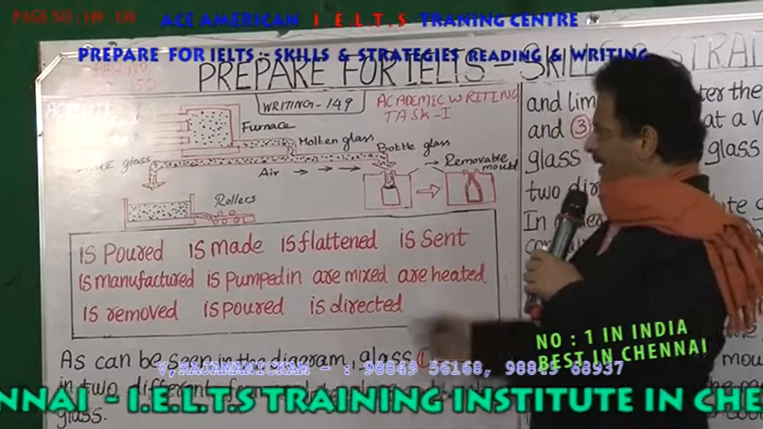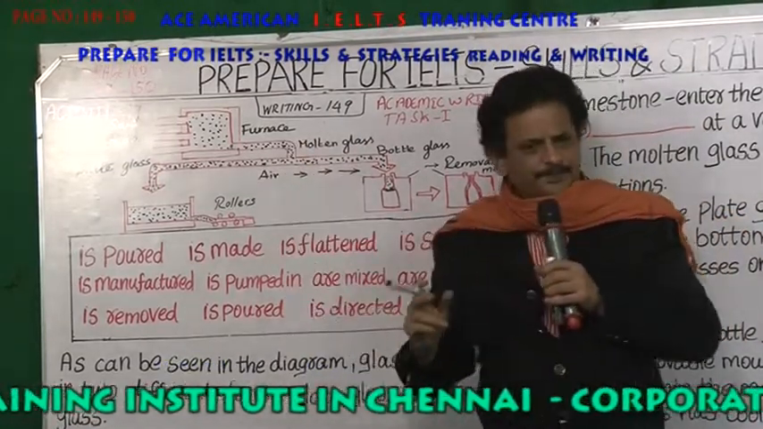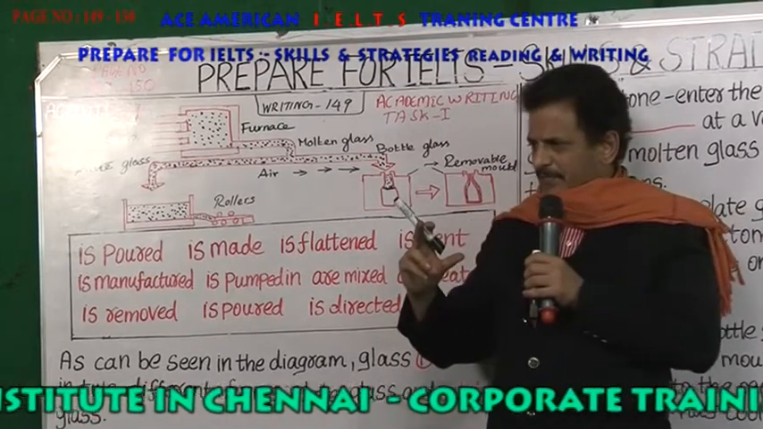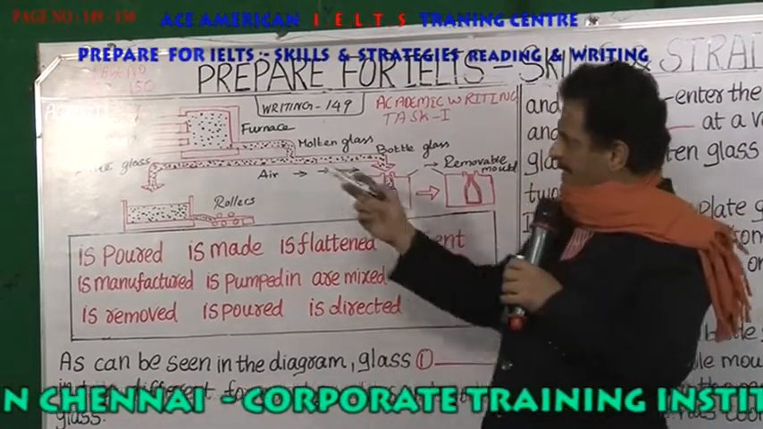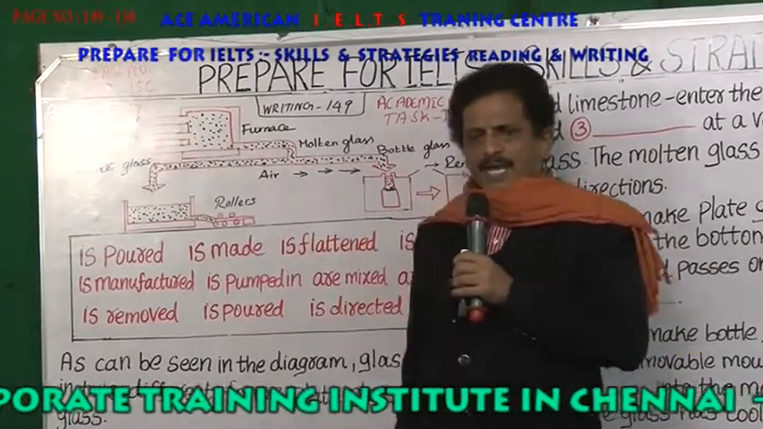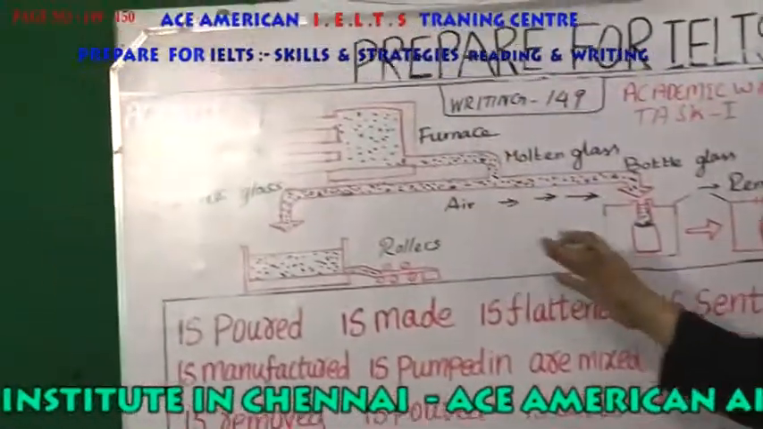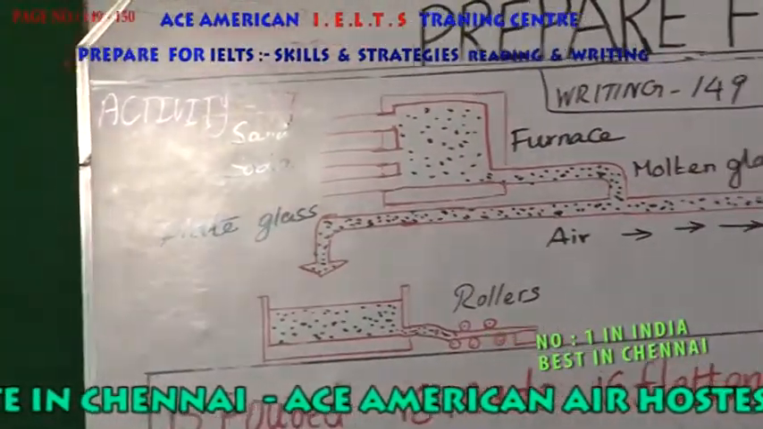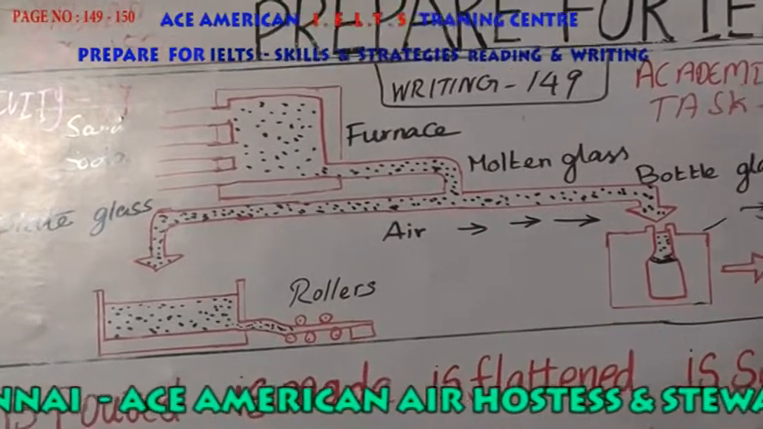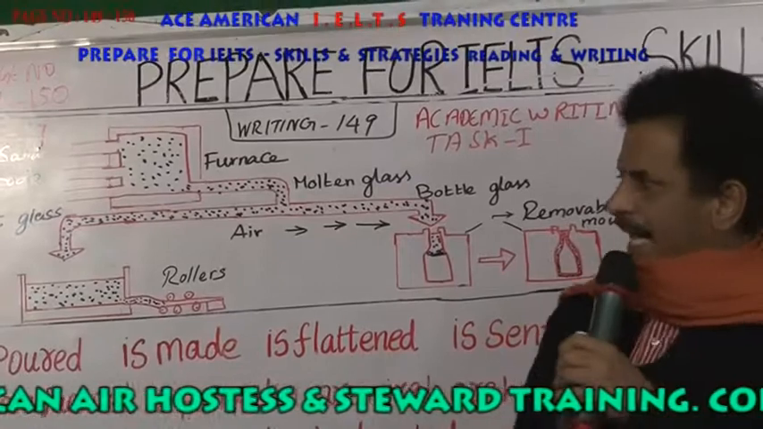See, coming here, see the diagram here. Furnace, what do you mean by furnace, sir? Something which burns, isn't it? Sand and soda and limestone. Sand, soda and limestone are mixed up. See, this is a process of manufacturing glass. So, two types of glasses. What are the two types of glasses, sir? Plate glass and bottle glass.